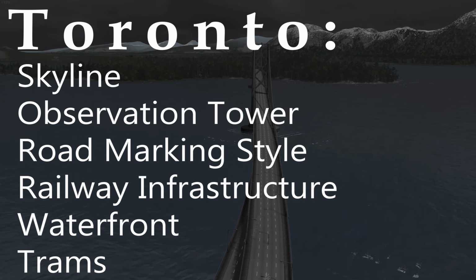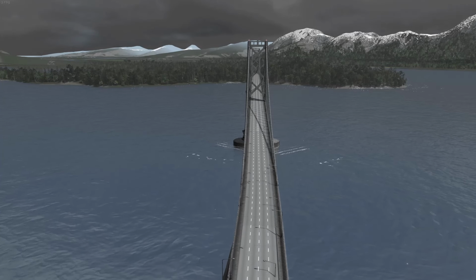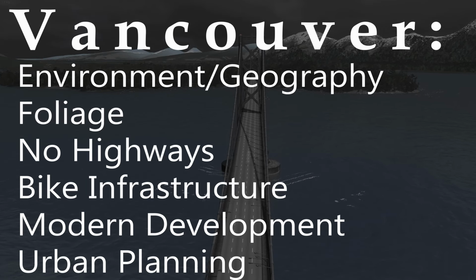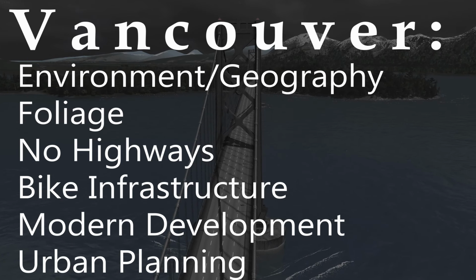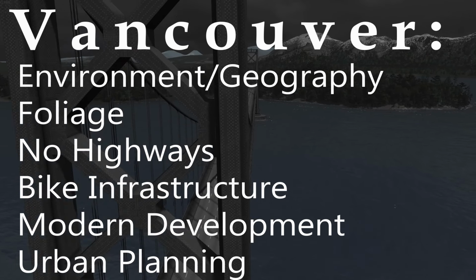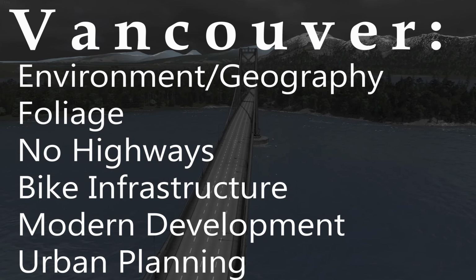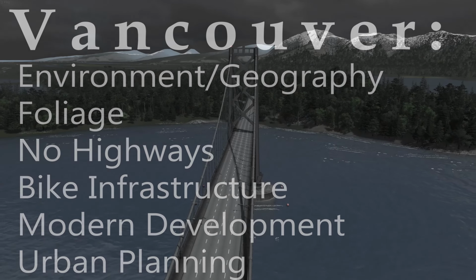From Toronto I've also drawn a lot of the railway infrastructure and road styling. The city will be set in a Pacific Northwest setting, with beautiful mountains and lots of conifers in the forests. And the geography overall of the city will draw a lot from Vancouver. I'll also be using a lot of the modern urban planning which is found in Vancouver, building extensive transit and bike infrastructure along with having no highways proper within the city.